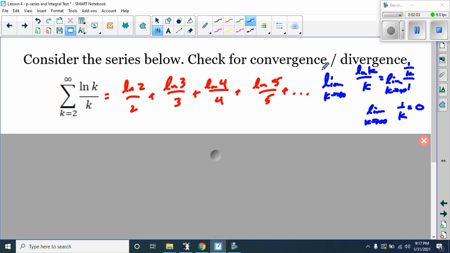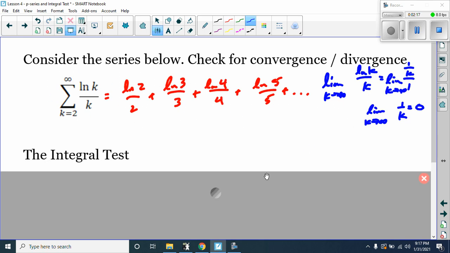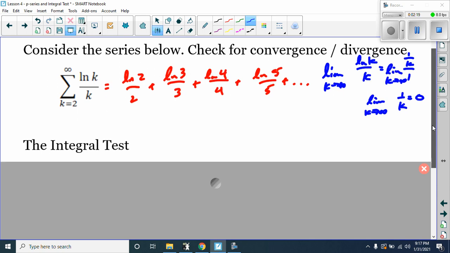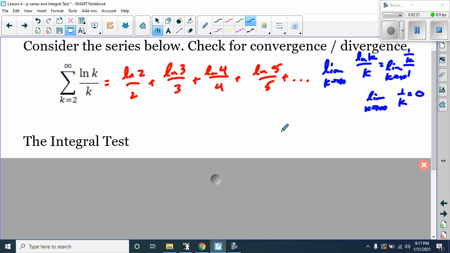So we did the nth term test for divergence. We checked geometric. We checked telescoping. It's not any of those. We can't take care of it with any of those. We're going to need some more methods to take care of a series that looks something like this. And we are going to take a look at the integral test.